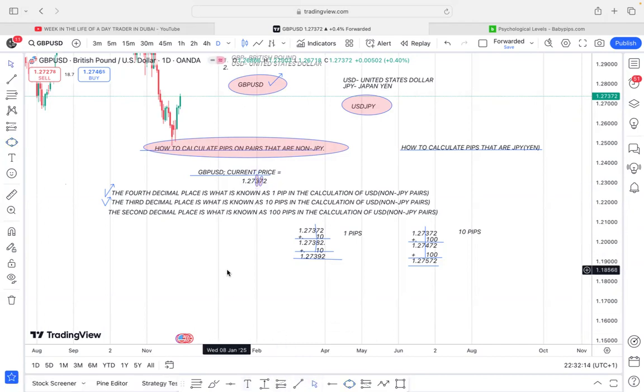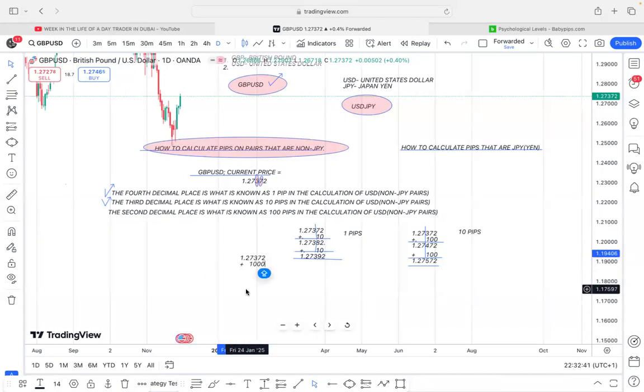So now we know that our current price is 1.27372. Now, our second decimal place should be where that 7 is starting from. So that's where we are going to add our pips to our 100 pips. So now, plus, like this, that's where it is going to start from. Like I told you, anything outside of this, use this 7 here.